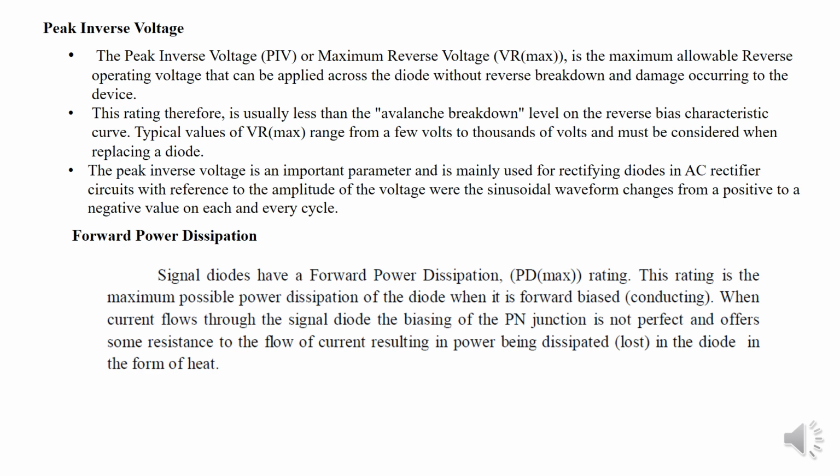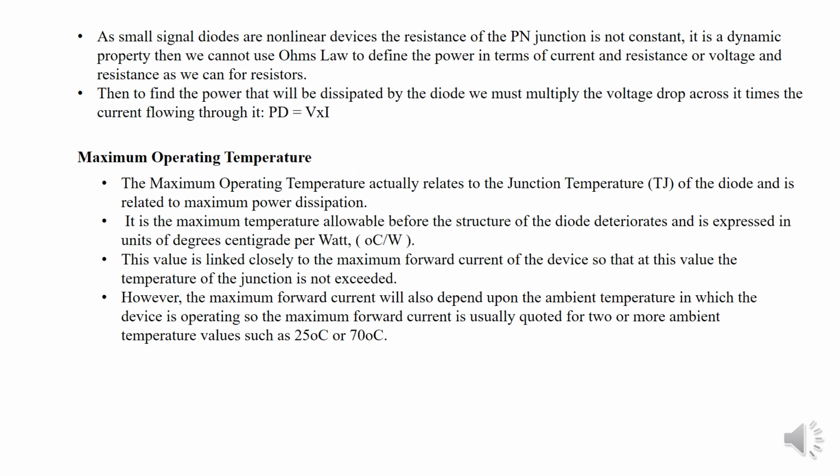And here to find out the power that will be dissipated by the diode, we must multiply the voltage drop across it times the current flowing through the diode, that is PD equal to V into I. Here now we can see about maximum operating temperature. In the case of maximum operating temperature, it relates to the junction temperature of the diode and it relates to the maximum power dissipation.